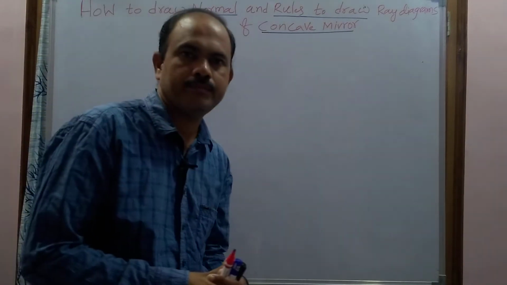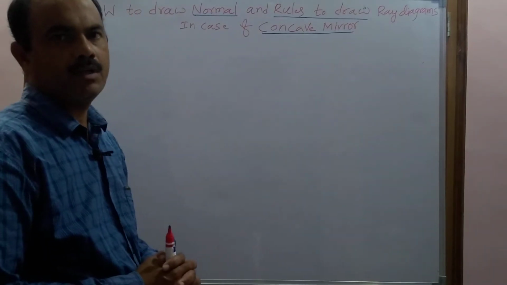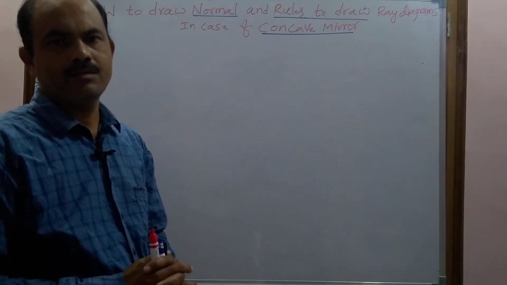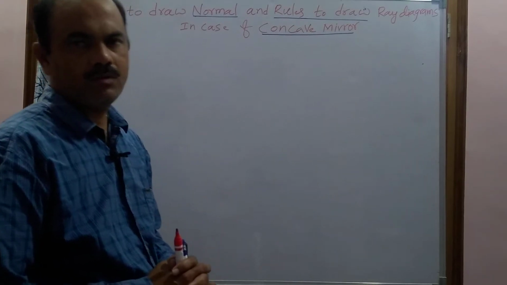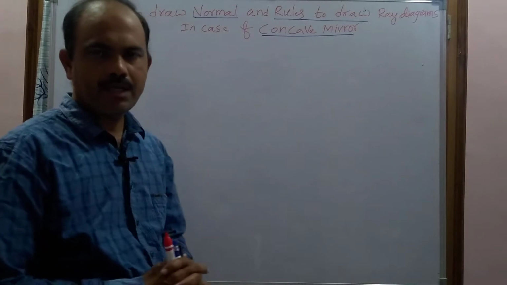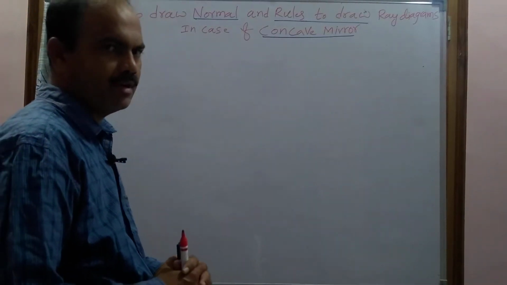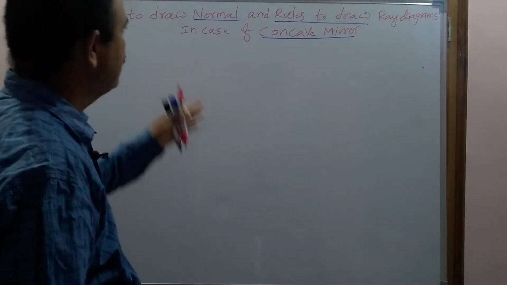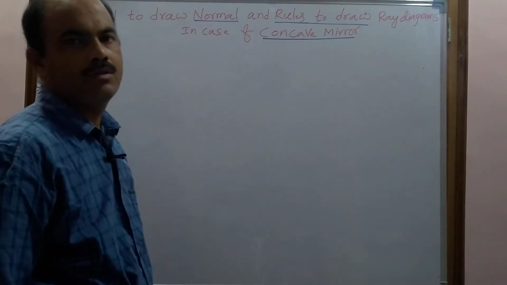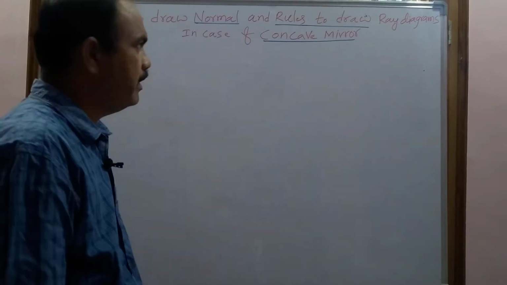Hello children, in the previous class I explained the terms related to the concave mirror. Now in this class, how can we represent the pole, center of curvature, radius of curvature, focus and focal length in the case of the convex mirror, and how to draw the normal to both spherical mirrors, convex as well as concave.